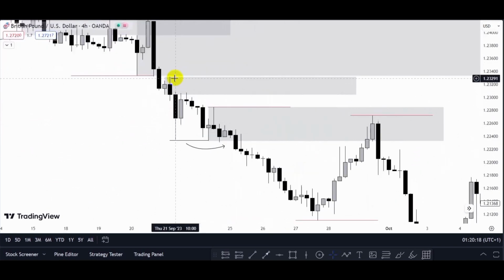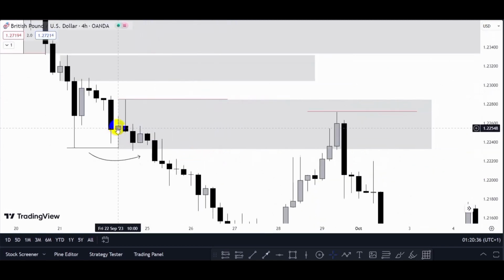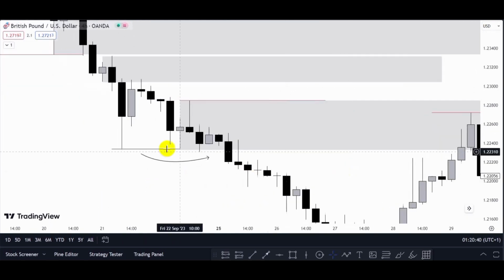You can see now we have this institutional order flow that pushed price to the downside, that grabbed this sell side liquidity. And then we have this pullback that further pushed price to the downside and then gave us a valid break of structure. Because you can see this candle body did not close below this low, but price took out the sell side liquidity here.